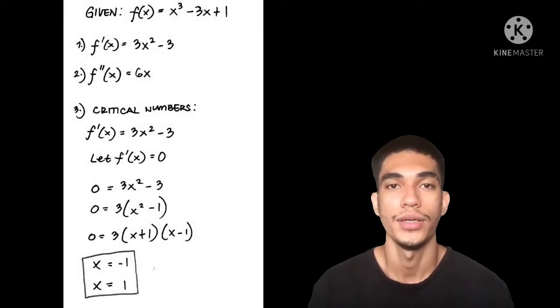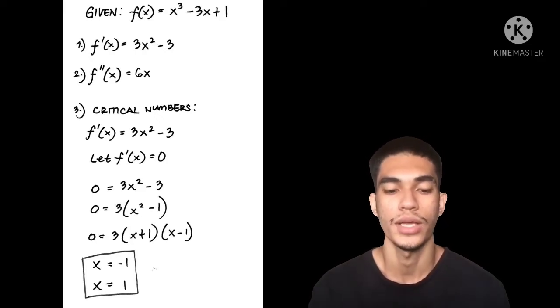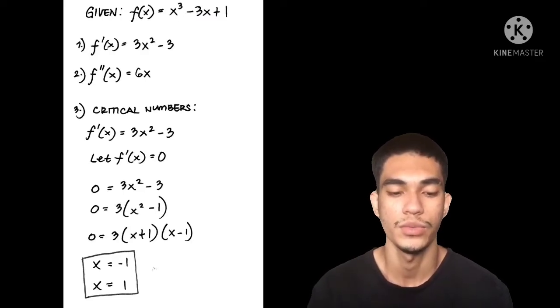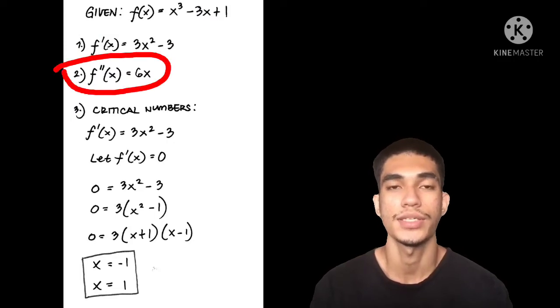So here we are in part C of our differential calculus problem. We have here our given, which is f of x is equal to x cubed minus 3x plus 1. And first we need to get the first derivative, which is 3x squared minus 3, and then the second derivative is 6x.